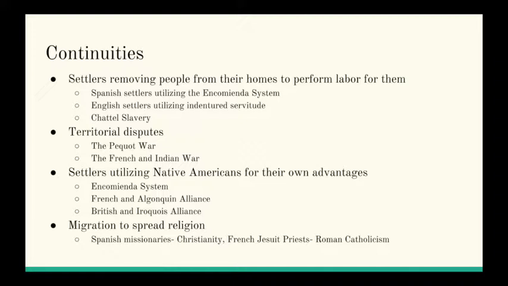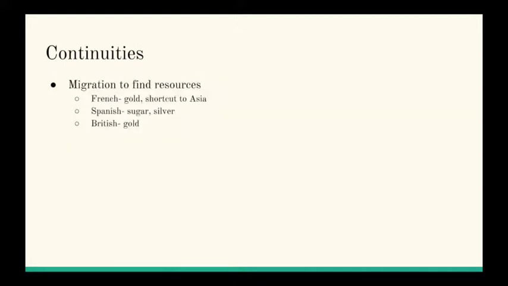We also see a continuity of migration due to wanting to spread religion. For example, we have Spanish missionaries that wanted to spread Christianity, and we have French Jesuit priests that wanted to spread Roman Catholicism, however you say it. And we also see migration with the purpose of trying to find resources as a continuity. We have the French looking for gold and a shortcut to Asia. We have the Spanish looking for sugar and silver. And we have the British that were really trying to find some gold.